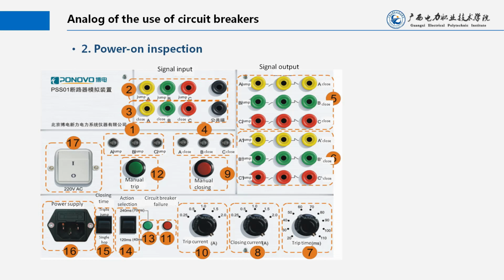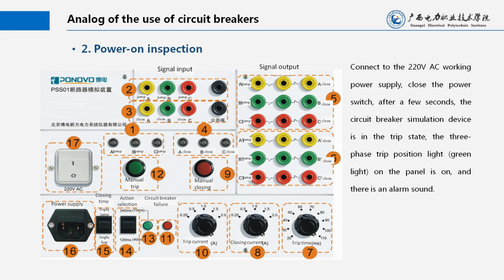2. Connect to the 220V AC working power supply. Close the power switch. After a few seconds, the circuit breaker simulation device is in the trip state. The three-phase trip position light, green light, on the panel is on, and there is an alarm sound.